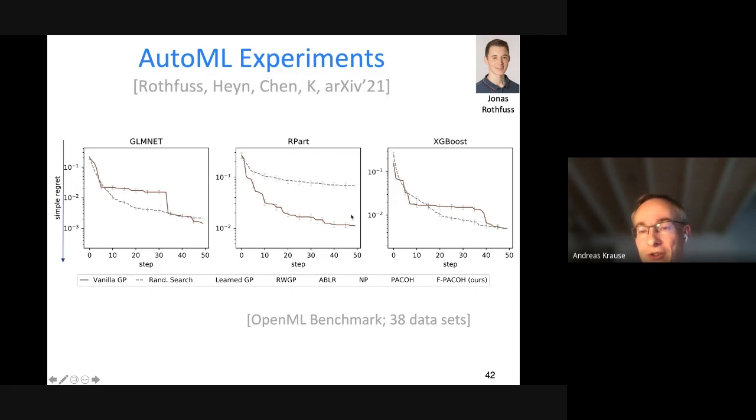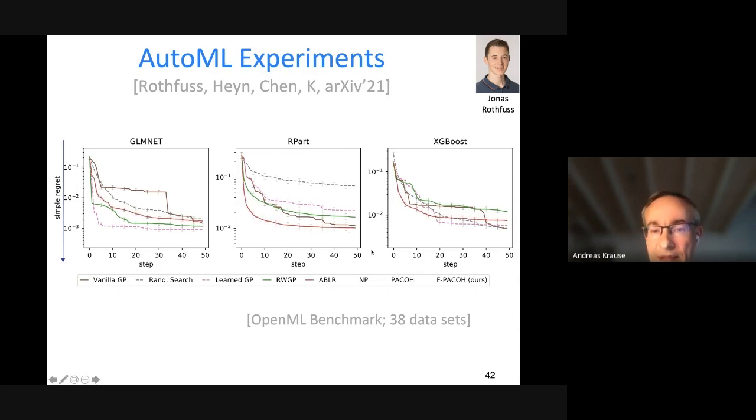Of course, in general, if you don't use an informative prior, you wouldn't really expect Bayesian optimization to do much better than random search. So we really need to make use of prior information in order to be able to do better than random search, at least in terms of the simple regret metric. And so here we compare against various techniques that have been proposed that meta-learn Gaussian process priors or related non-parametric priors, also neural processes, for example.